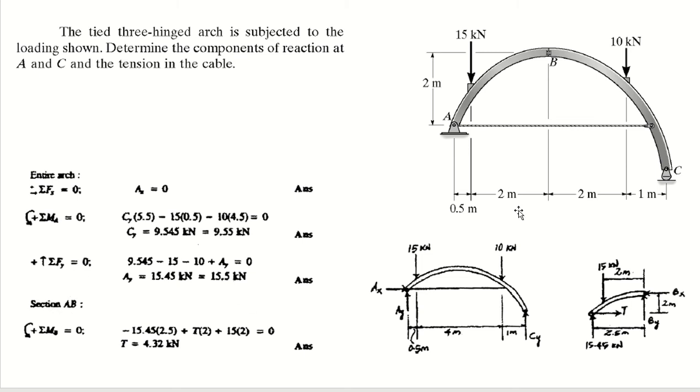Now section AB. Take this segment AB, and for example, this is your segment AB, right? And you have drawn its free body diagram and the forces. The vertical reaction is 15.45, the horizontal reaction was 0, the applied load is 15 kilonewton, and the total length from A up to B is 2.5, so 2 this and 0.5 this. You have to determine this T, the tension in this cable or in this segment, right? The total height is 2 meter as mentioned in the question.